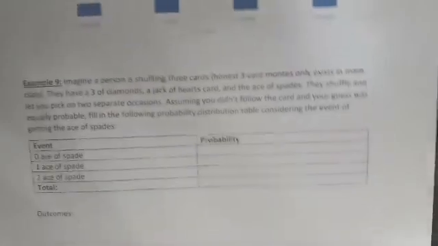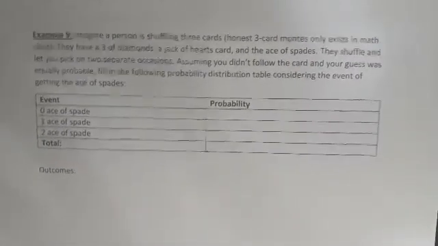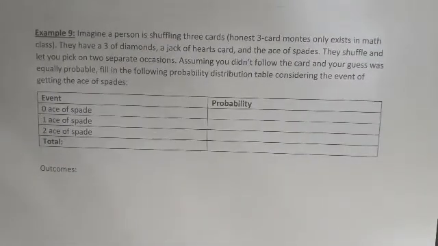So imagine a person is shuffling 3 cards, an honest 3-card monte that only exists in math class. They have a 3 of diamonds, a jack of hearts, and the ace of spades. They shuffle and let you pick on 2 separate occasions. Assuming you didn't follow the card and your guess was equally probable, fill in the following probability distribution table, considering the event of getting an ace of spades.